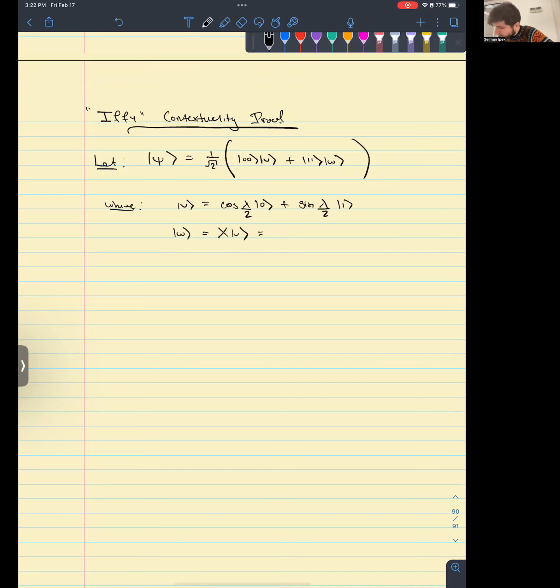So I will be more explicit about this. We have these two additional states that are sort of non-standard. You have nu and omega, and they're related to each other by applying the Pauli X matrix to them. So that will give us sine lambda over 2 |0> plus cosine lambda over 2 |1>. And lambda here is equal to pi over 2 minus pi over n.